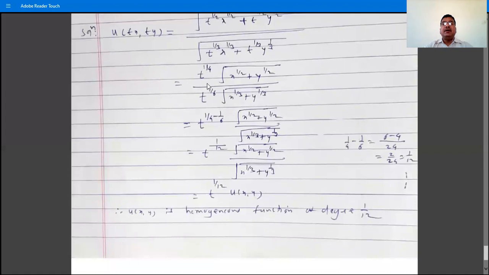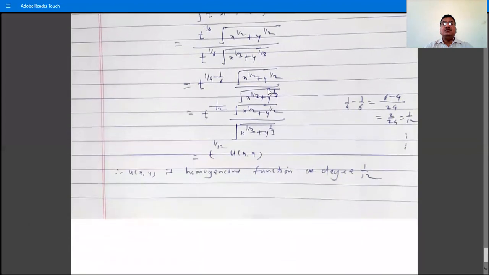Then t raised to 1 by 4 divided by t raised to 1 by 6 is t raised to 1 by 4 minus 1 by 6, because we know that x raised to m divided by x raised to n is x raised to m minus n, and this quantity as it is. And then t raised to 1 by 4 minus 1 by 6 is, LCM 24, 6 minus 4, that is 2 by 24, that is 1 by 12.